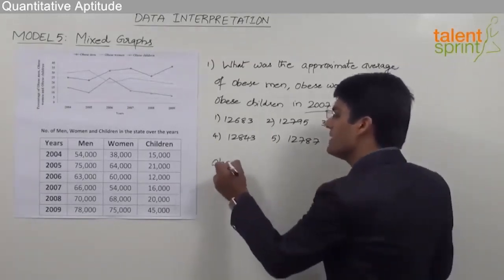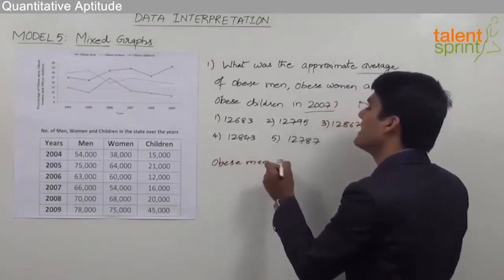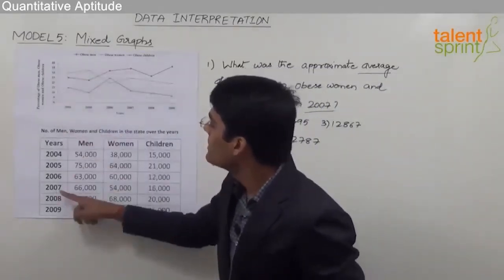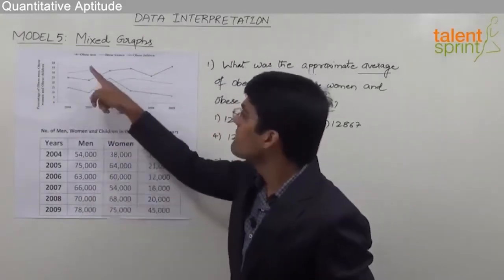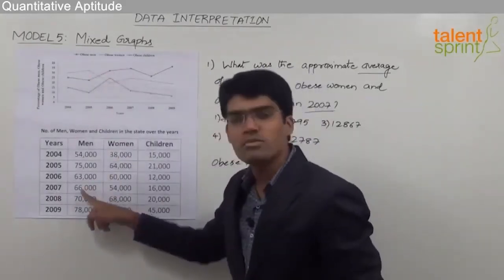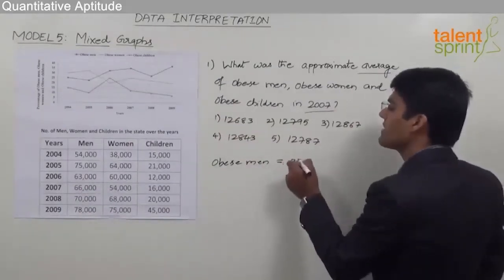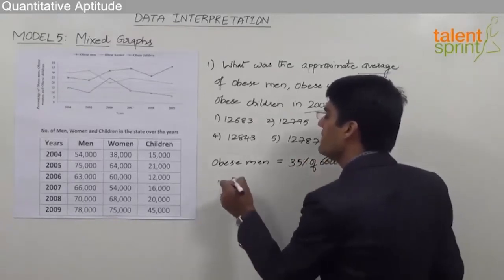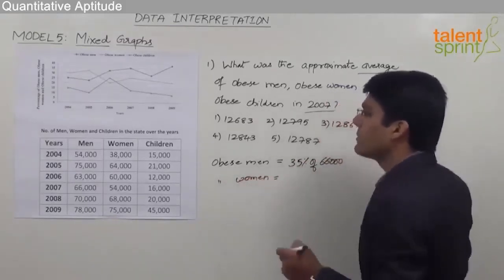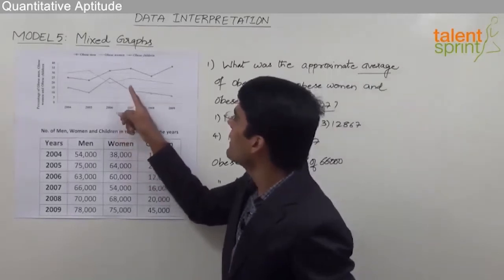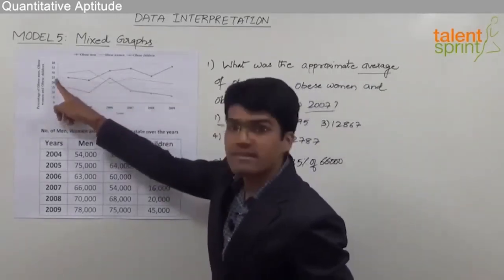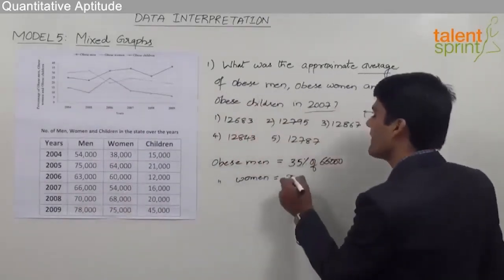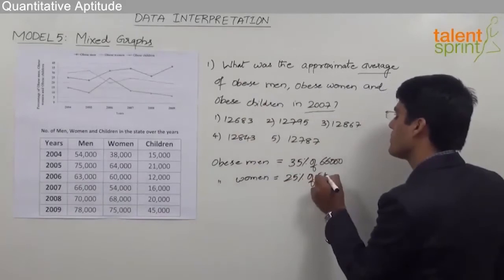So obese men in 2007 can be taken as follows: in 2007 the percentage of obese men is 35 and total men in 2007 is 66,000. So 35% of 66,000 will give us the number of obese men in 2007. Then obese women in the year 2007. The percentage given here in 2007 for women is 25% and the number of women in 2007 is 54,000. So we can take it as 25% of 54,000.